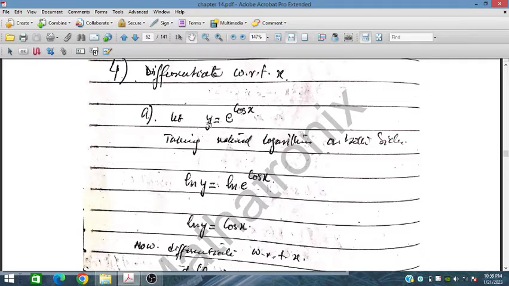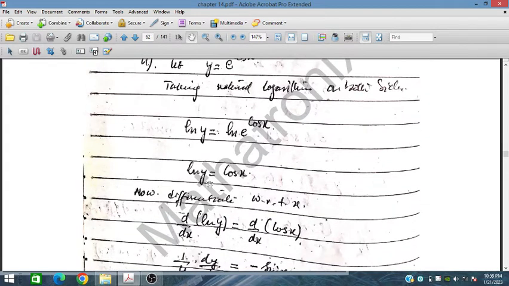We assume it as y is equal to e power cos x and take the log on both sides. So this is ln y and this is ln e power cos x, which becomes ln y is equal to cos x. ln and e are reciprocal to each other, so this will cancel out and give 1, and this cos x will remain there.